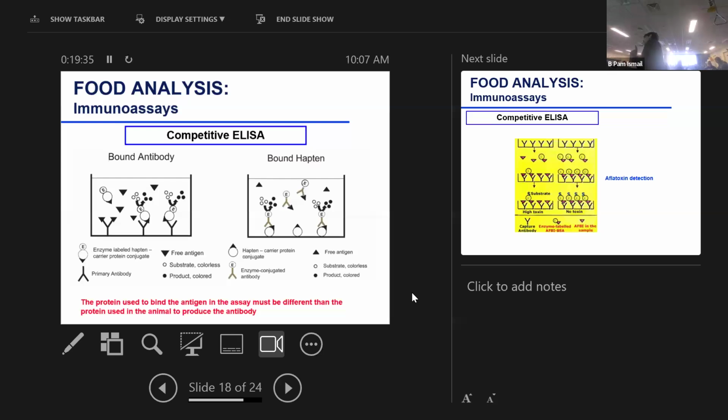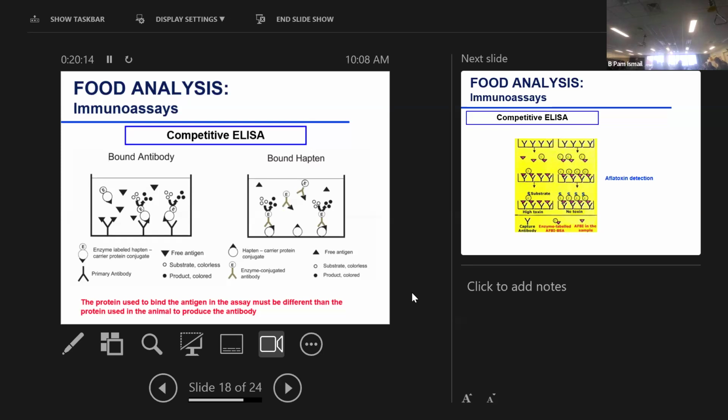So your reagent that has the hapten labeled with the enzyme will compete with any molecule you have in your sample. If you have a high concentration of those molecules in your sample, less of those labeled ones will bind. What that means is if you have a high concentration, let's say, of aflatoxin, less labeled hapten will bind, so you will have less absorbance. So you have an inverse relationship between the extent of absorbance and the concentration in your sample. That's why it's called competitive.